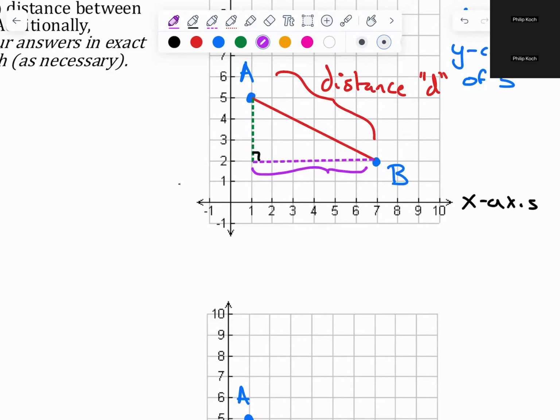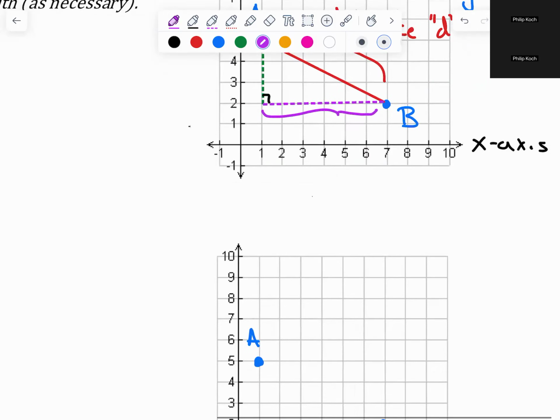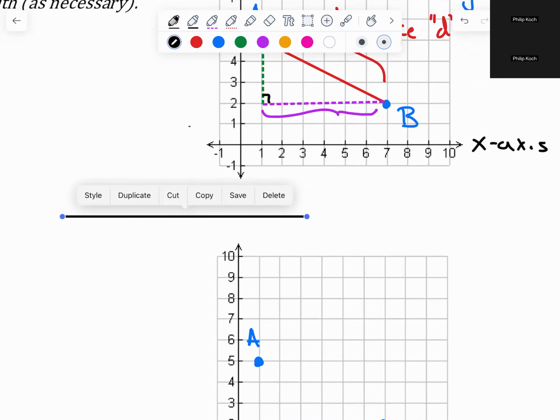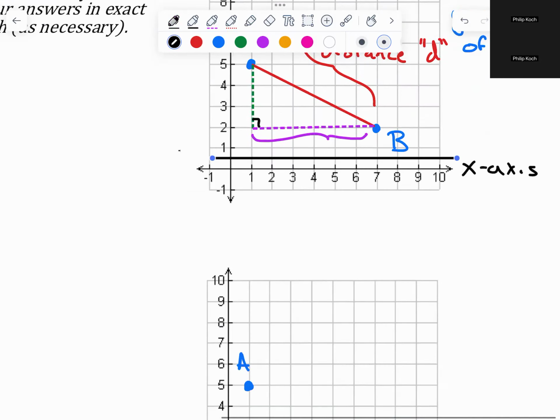That's a distance of 6. But there's another way to think about it, and this is a very useful thing to understand in mathematics. From here to here, that's a distance of 7, right? And this is a distance of 1. So what is this purple distance? 6. And how do we get that? We did 7 minus 1.